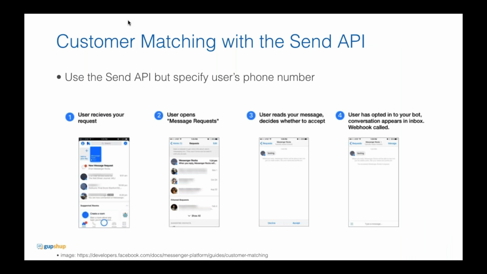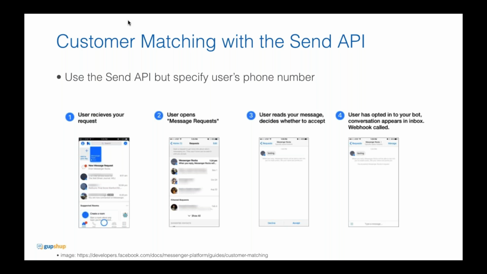So again, just to reiterate, this is how it works. In the first step, the user receives your request. A lot of you might know that there's another inbox on your Facebook Messenger, and usually message requests from newer people or people not within your network appear there. When the user opens a message request, he or she sees an option whether to accept or decline that message. If the user clicks decline, of course, he or she doesn't want to talk to your brand or business, so there's nothing much you can do about it.